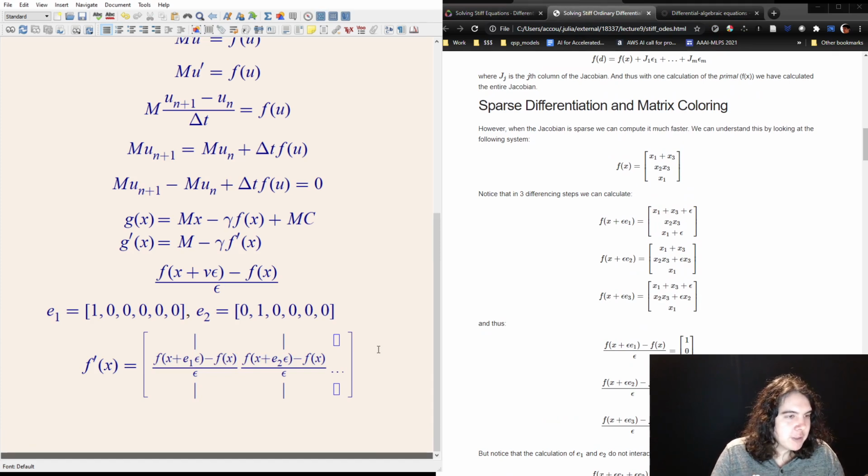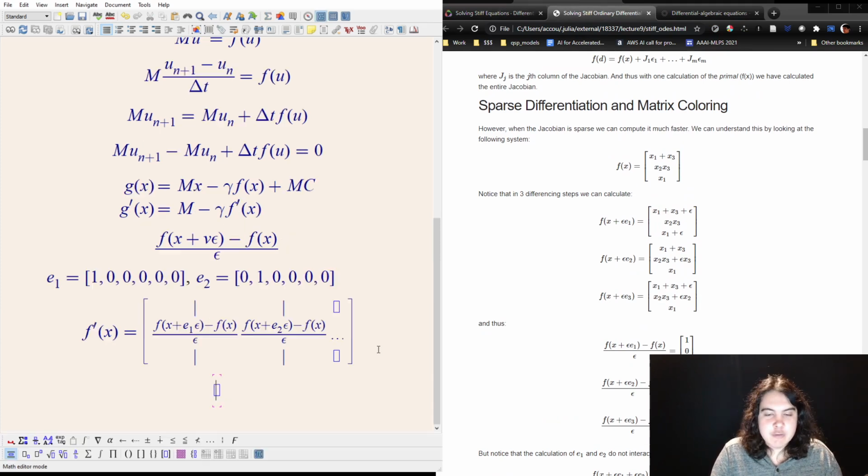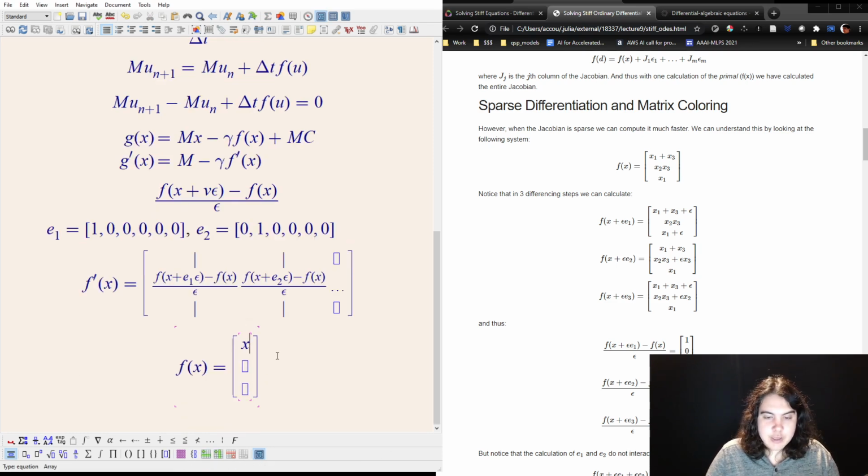To understand how to efficiently build Jacobians, let's look at the following system. Let's assume that we wanted to build a Jacobian for the vector function f of x equals this vector, which is x sub 1 plus x sub 3, x2 times x3, and x1, right? Very simple function. Let's say we wanted to build the Jacobian, so the derivative of f with respect to all the different x's as a matrix.